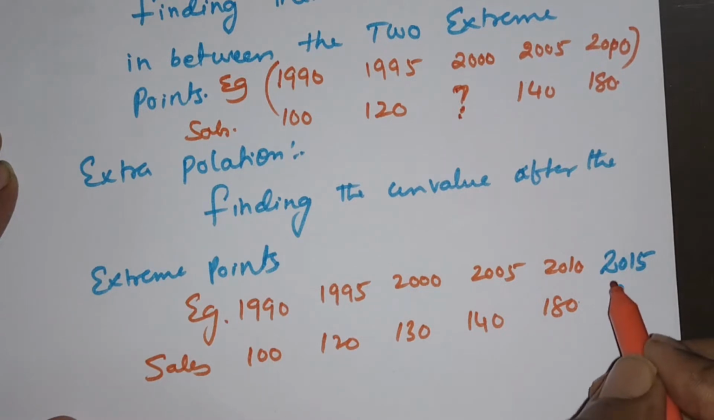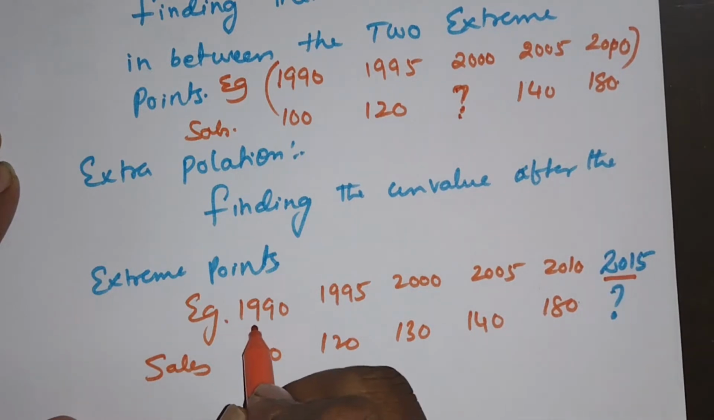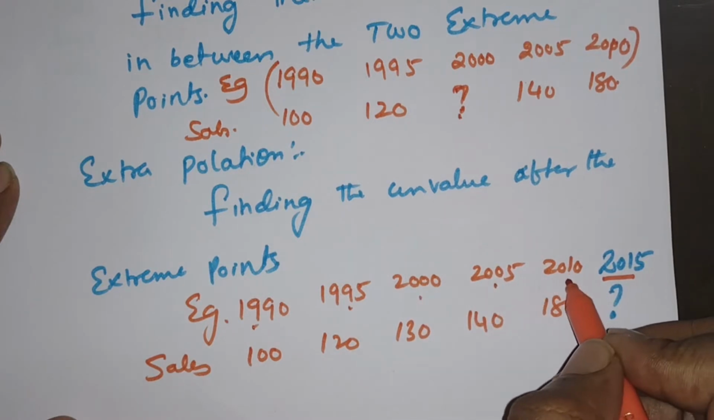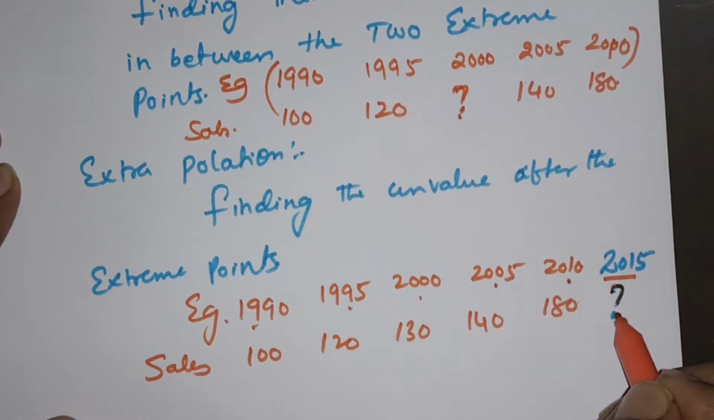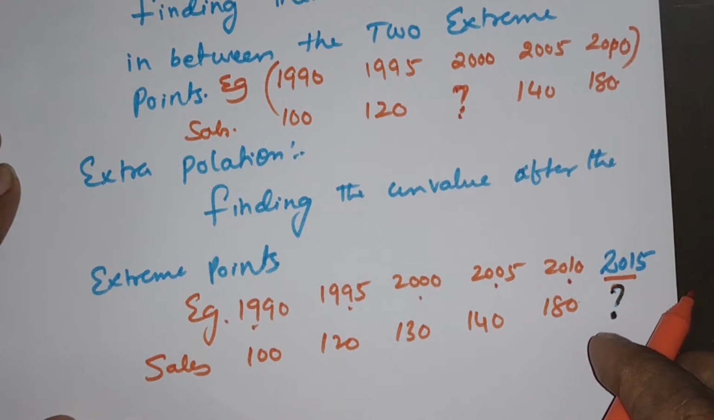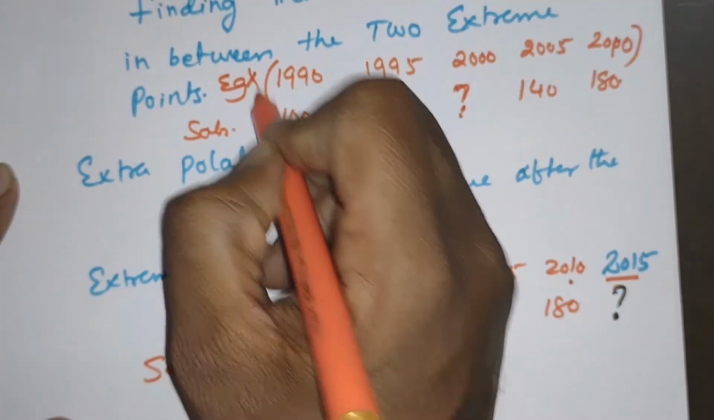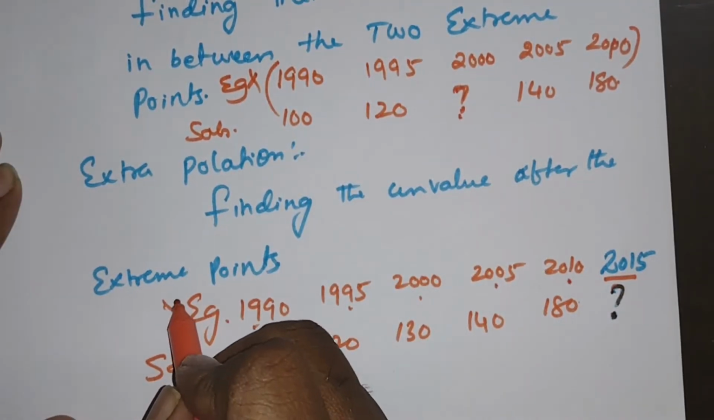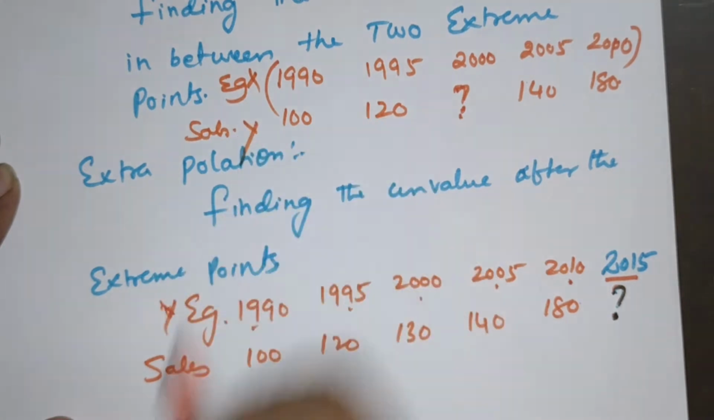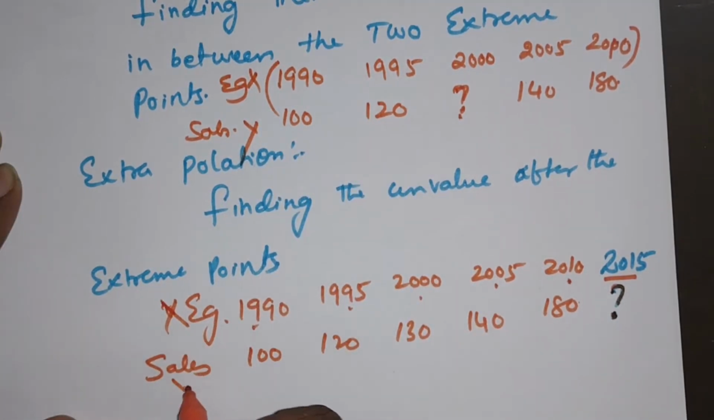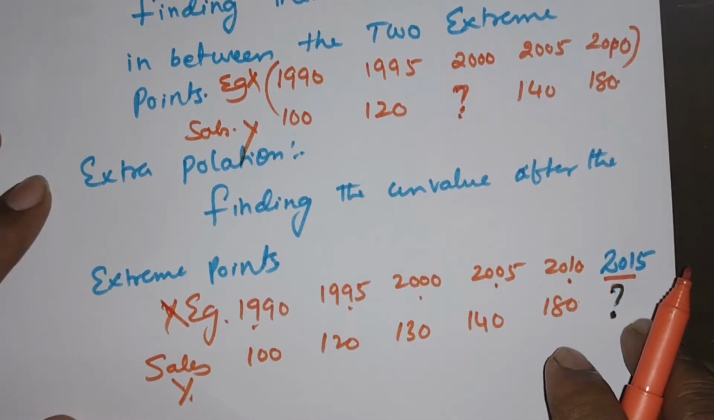For example, you see I have written in blue pen: 1990, 95, 2000, 2005, 2010. At the last value is what we are going to find. That is called extrapolation. And the year which we have written is called X, and the sales is called Y.